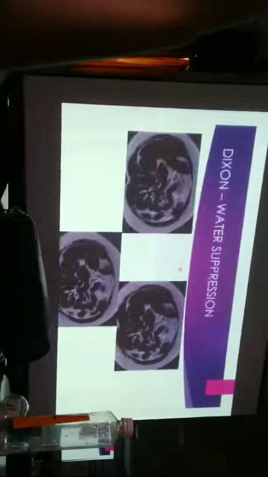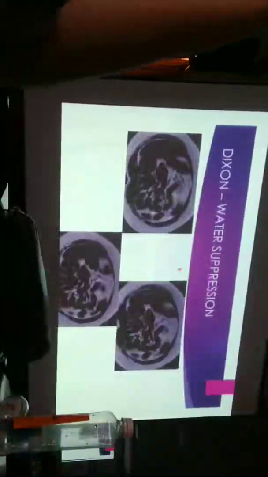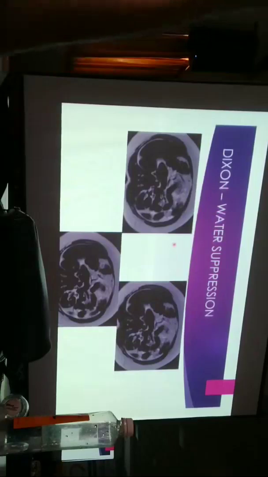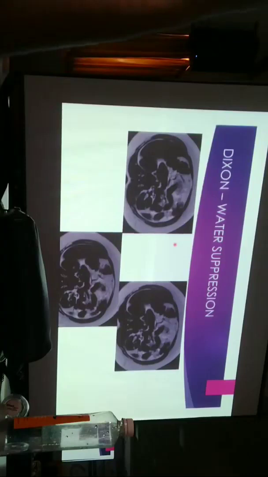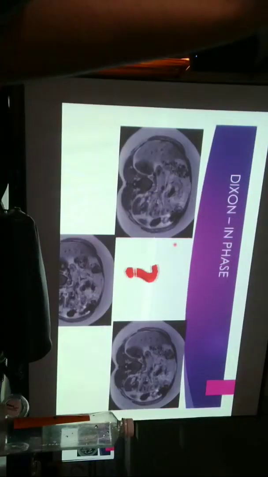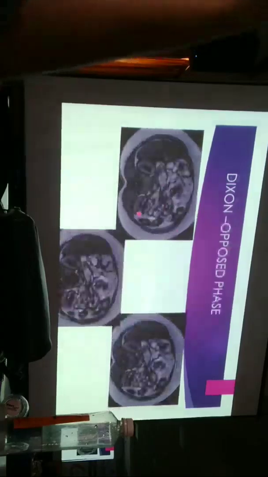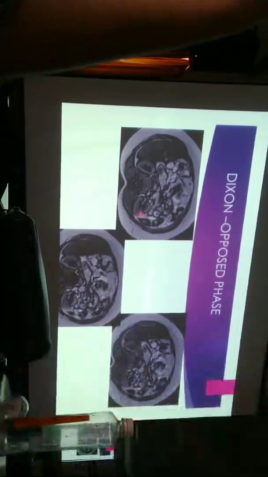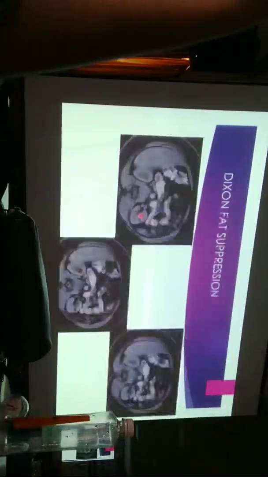So this is what is called a Dixon image. It has water suppression. So there is a focal lesion here. Is anybody able to see which side, right or left? So on the left you are seeing a lesion. This is a water suppressed image. This is an in-phase image. So you see the lesion which is hyperintense on the left side. This is an opposed phase image, and you can see it is suppressed. So what is it? That's a small angiomyolipoma.